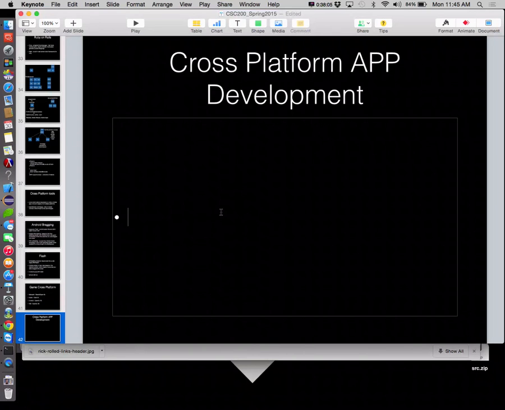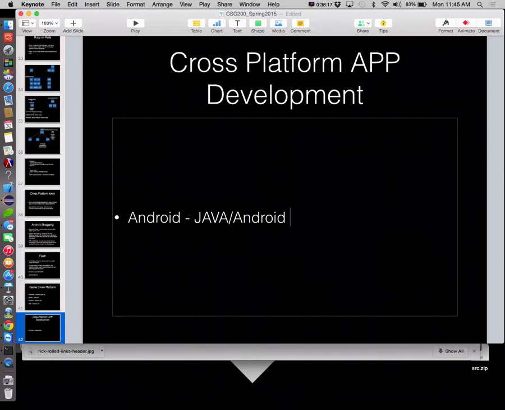now we have a little bit different ballgame. Android uses Java along with their Android AWT, Abstract Windowing Toolkit, for making Android applications, business applications, things like that, or simple games.